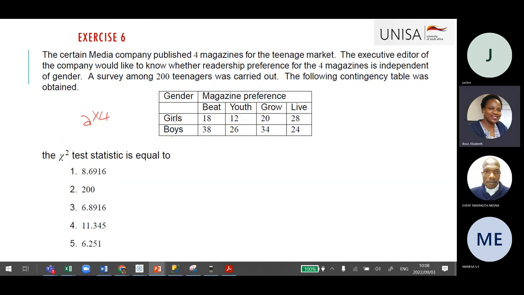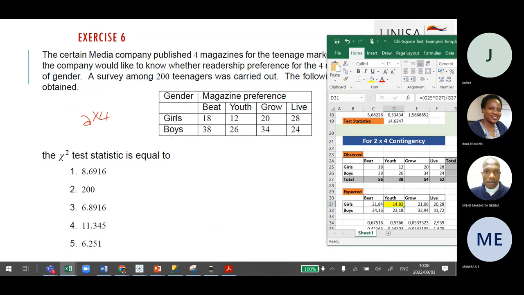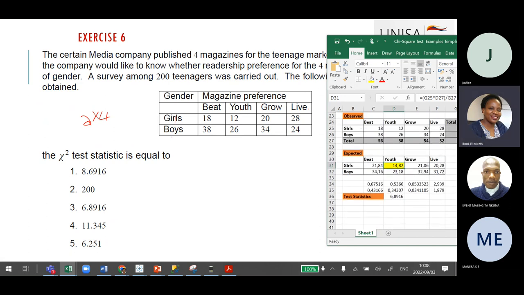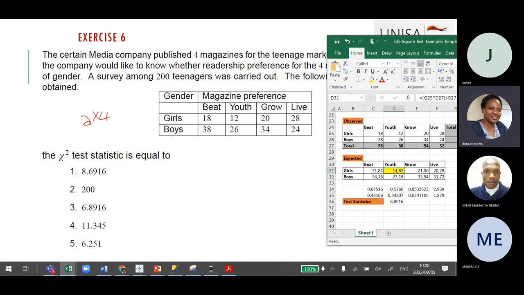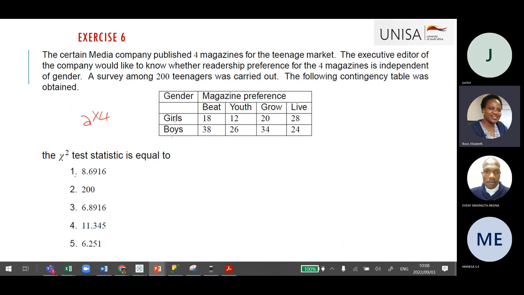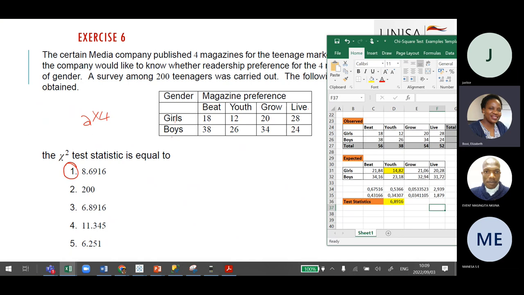Let's calculate the test statistic. If we use our template, the test statistic we found was 6.8916. So that will be option number one. But you need to practice using the template so that you know how the templates work.